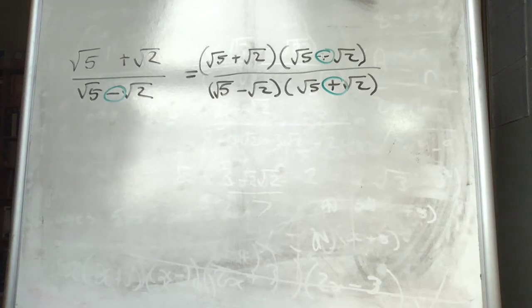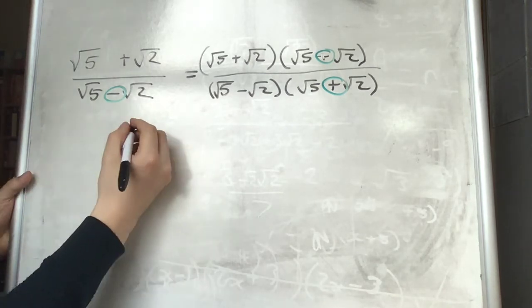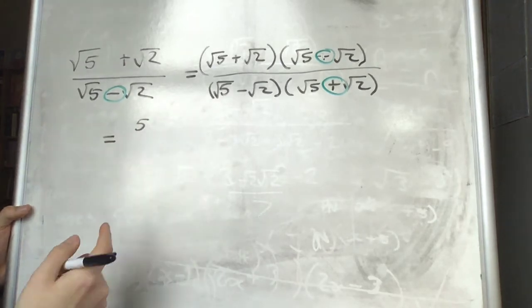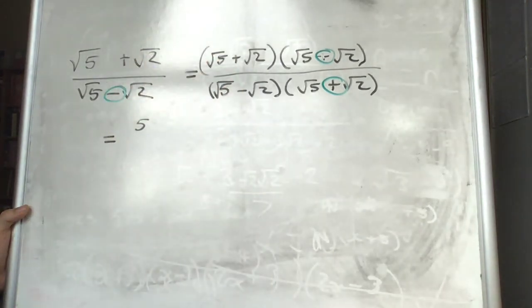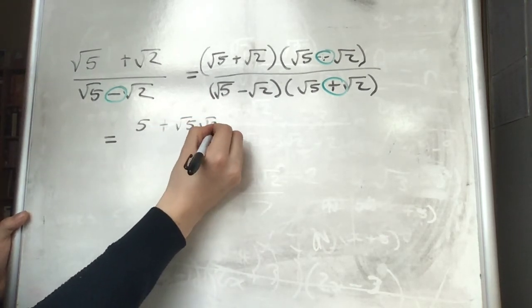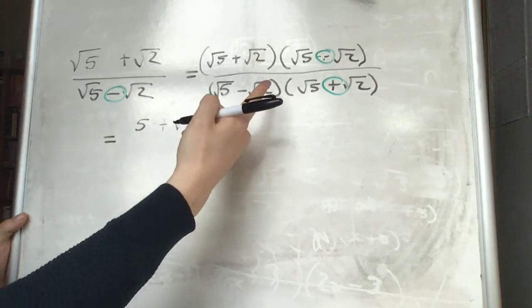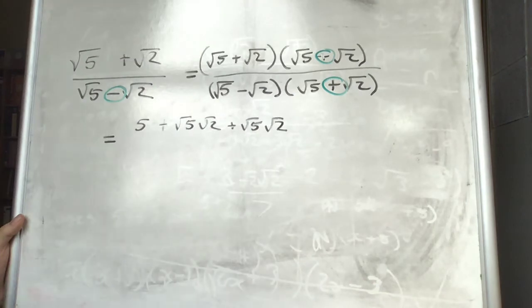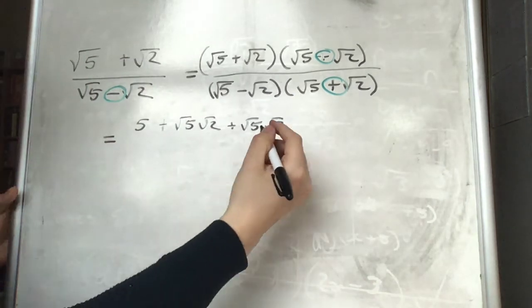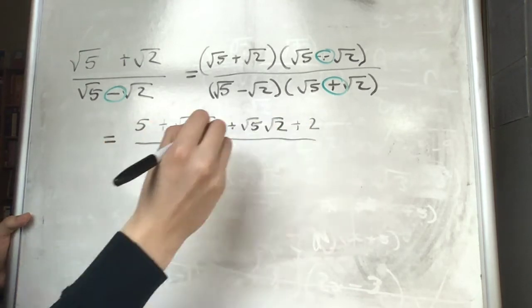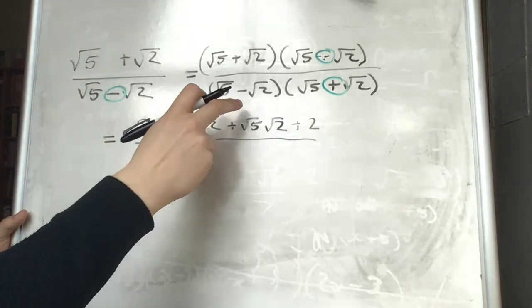The easiest thing to do would be to start from the numerator and then tackle the denominator. So the square root of 5 multiplied by the square root of 5 is just 5. Square root of 5 multiplied by the square root of 2 would be the square root of 5 times the square root of 2, and then we've also got the same thing again. Square root of 5 multiplied by the square root of 2 is square root of 5 square root of 2, and then the square root of 2 multiplied by the square root of 2 is 2.